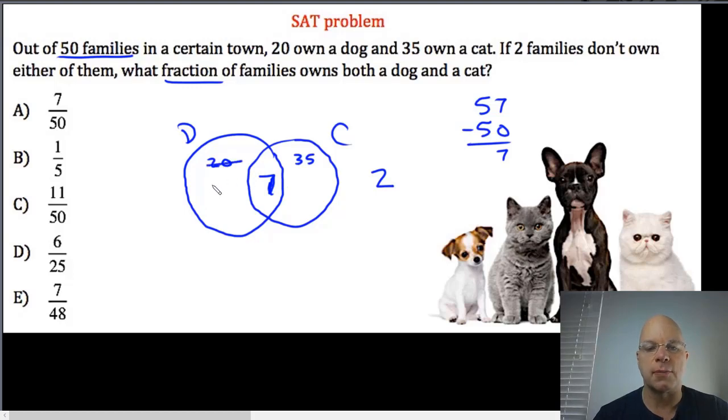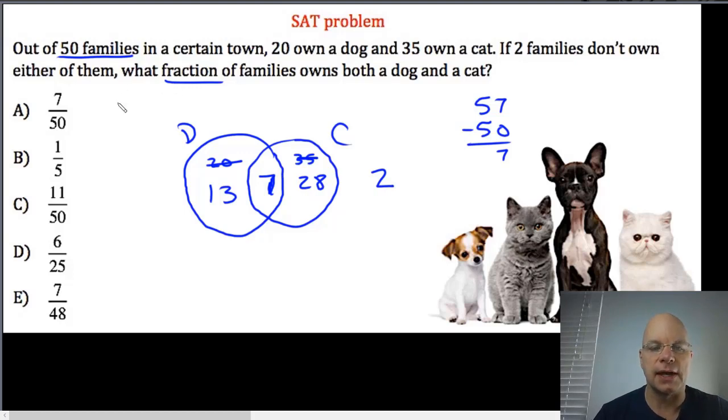And that changes this number then to 13, so the sum is 20. It changes this number to 28, so the sum is 35. And then you check your work by adding these up. 13 and 7 is 20. 20 plus 28 is 48, plus 2 more is 50. So we feel good about our Venn diagram.